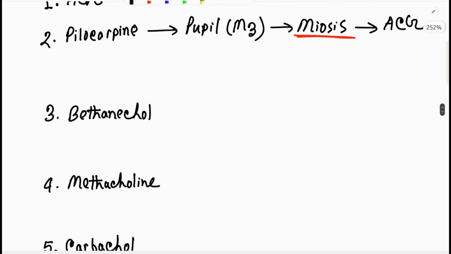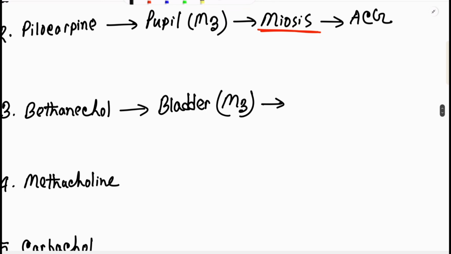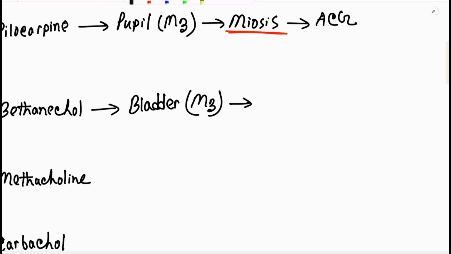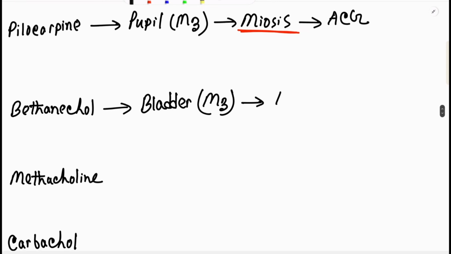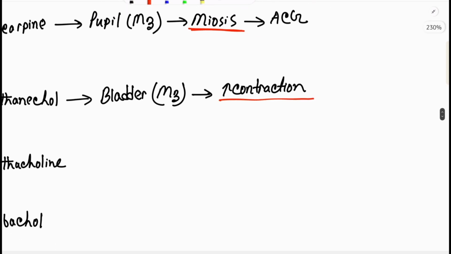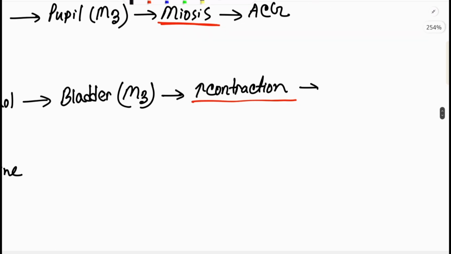Then our next drug is bethanechol. Bethanechol works on the bladder, and we know that the bladder contains M3 receptor. So stimulation of M3 receptor of the bladder will lead to stimulation of the parasympathetic nervous system on the bladder, which leads to increased contraction. This utility of bladder contraction can be used in atonic bladder.